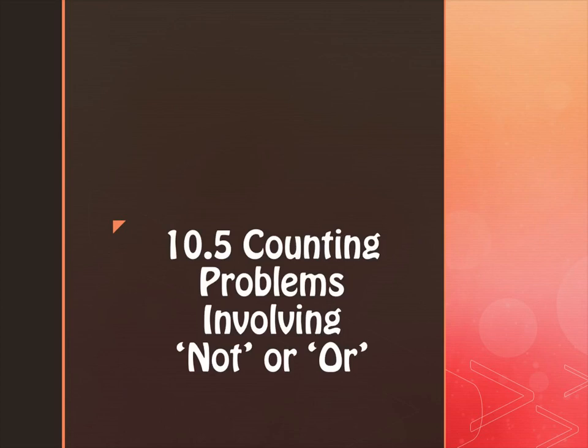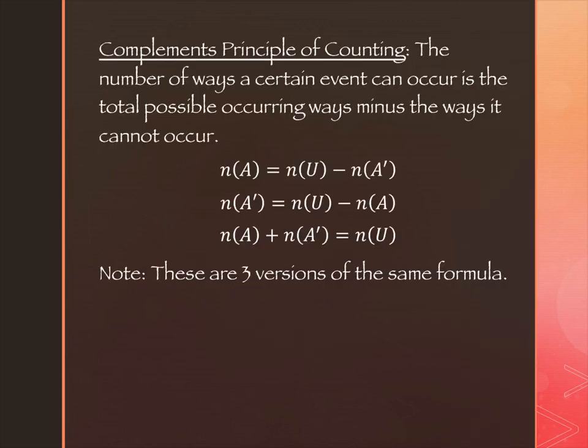One type of problem involves the word not. Something is going to have the word not in it, or some kind of a negation of something. The other one is going to have the word or in it, or some kind of a joining of things. So there are two distinctly different kinds that we're going to look at. We're going to start with a counting principle, the complements principle of counting.